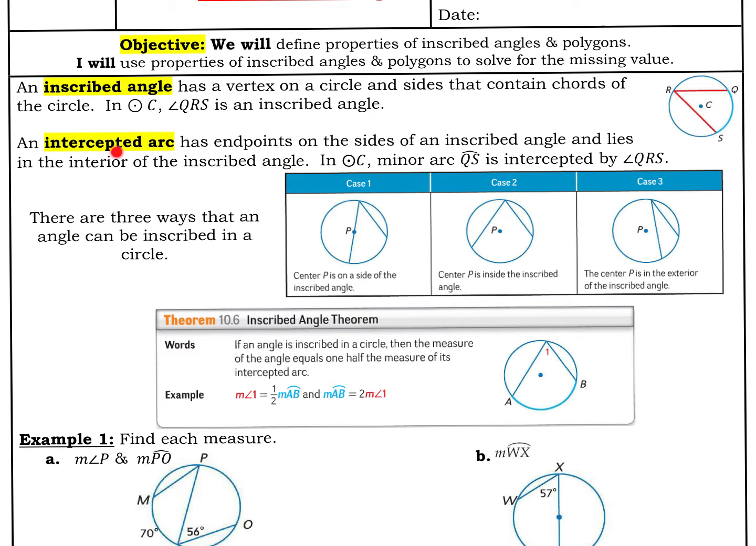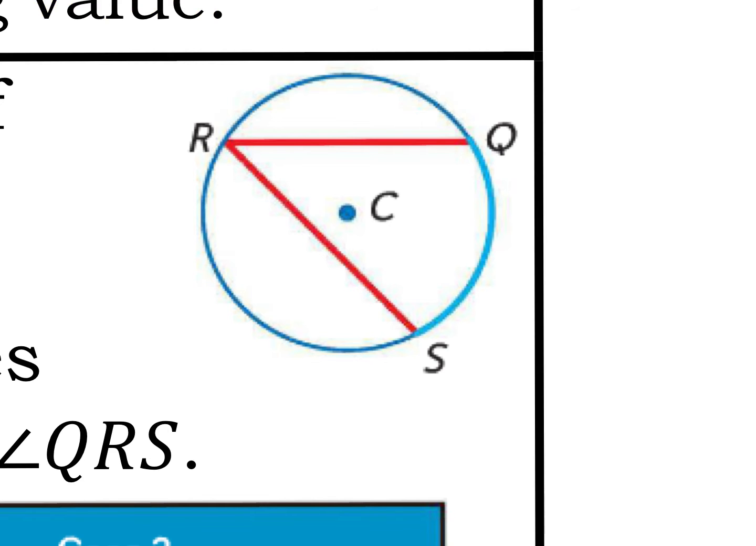An intercepted arc has endpoints on the sides of an inscribed angle and lies on the interior of the inscribed angle. In circle C, minor arc QS is intercepted by angle QRS. So I just think of intercepted arcs as the arc that the angle is eating. That's what's helpful for me.